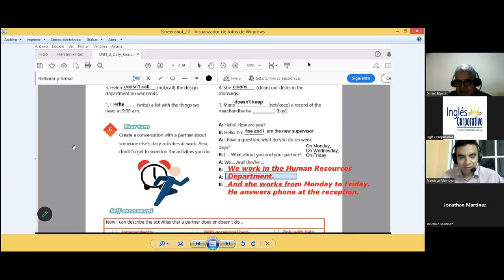De ahí las actividades. Contestar el teléfono sería answer the phone. Revisar los correos, check emails, y contestar los correos era reply to emails. Y yo print the reports, imprimir reporte.